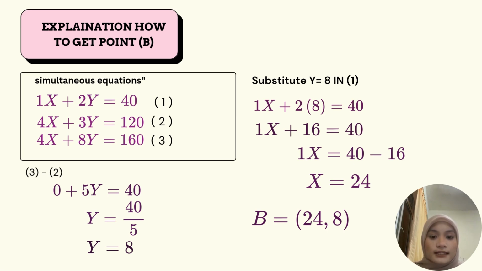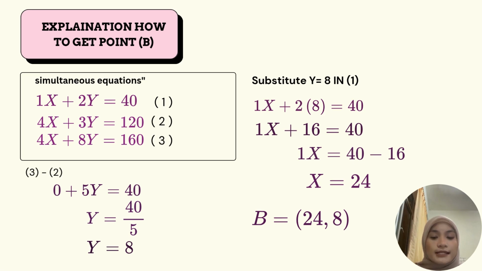And how do we get the axis y for point B? We subtract equation 2 from equation 3. Then we get 0 plus 5y equal to 40. y equal to 40 divided by 5, and we get y equal to 8.